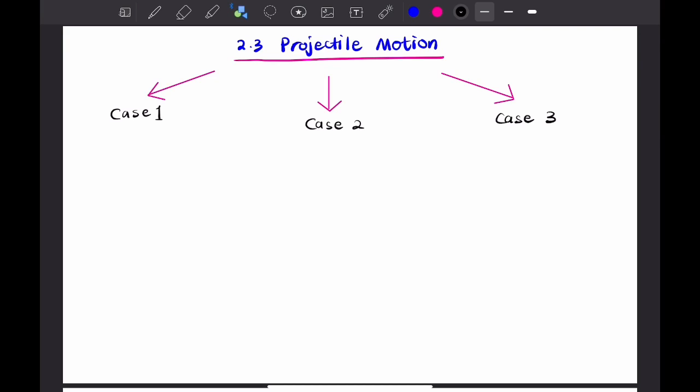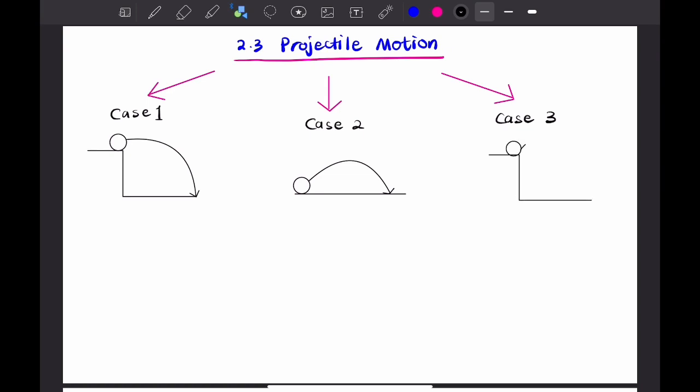For case 1, let's say we have a stage and then we have a ball on the stage, and then when you kick the ball, it will fall in that motion. For case 2, let's say the ball is on the ground and then you kick the ball and it will experience that motion. And then for case 3, we have a stage again, and the ball on the stage, and when we kick it, it will go upward first and then it will fall in projectile motion. Okay, so there are several things that you need to know.